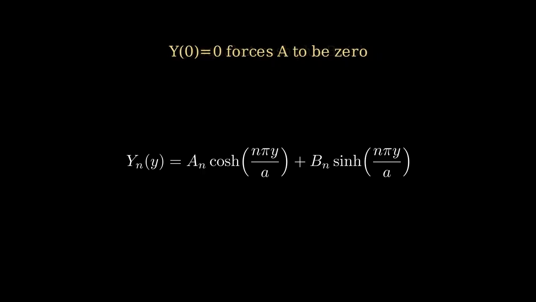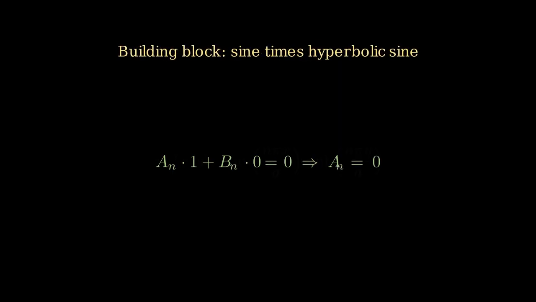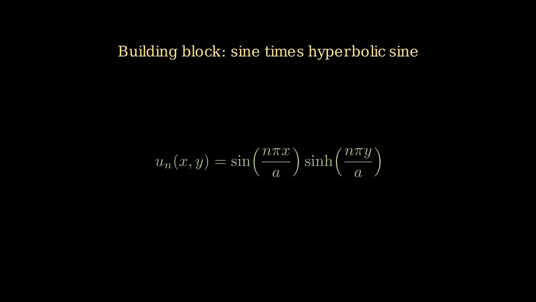Applying the zero condition at the bottom edge, where y equals 0, forces the hyperbolic cosine term to vanish, since cosh(0) equals 1, but sinh(0) equals 0. This leaves only the hyperbolic sine term, so each building block solution has the form sin(n pi x / a) times sinh(n pi y / a).